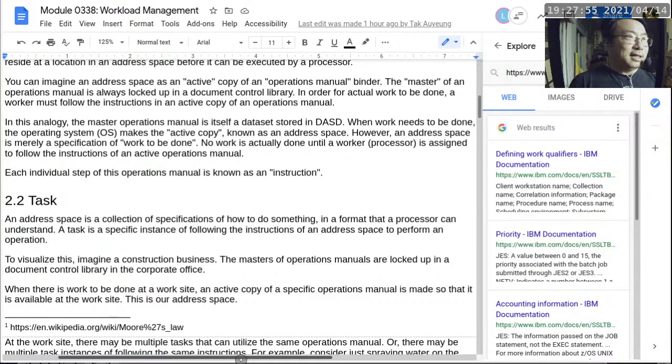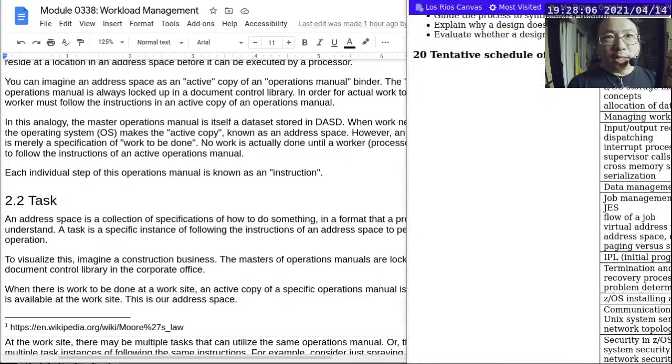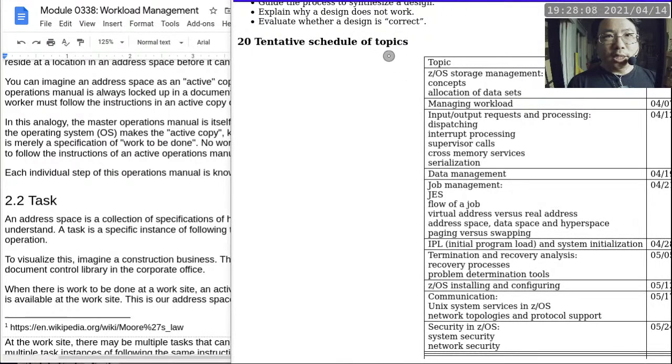All right. I'm just looking at the time. I think I can get started with the concept of interrupts. So let me show you what I'm looking at on the side here. I'm looking at the schedule of topics. We are done with managing workload at this point. And the next bunch of concepts include input output request and processing, dispatching, interrupt processing, and so on. But I want to start with this one. It's just a description, so there are no notes that I have prepared for that topic just yet.